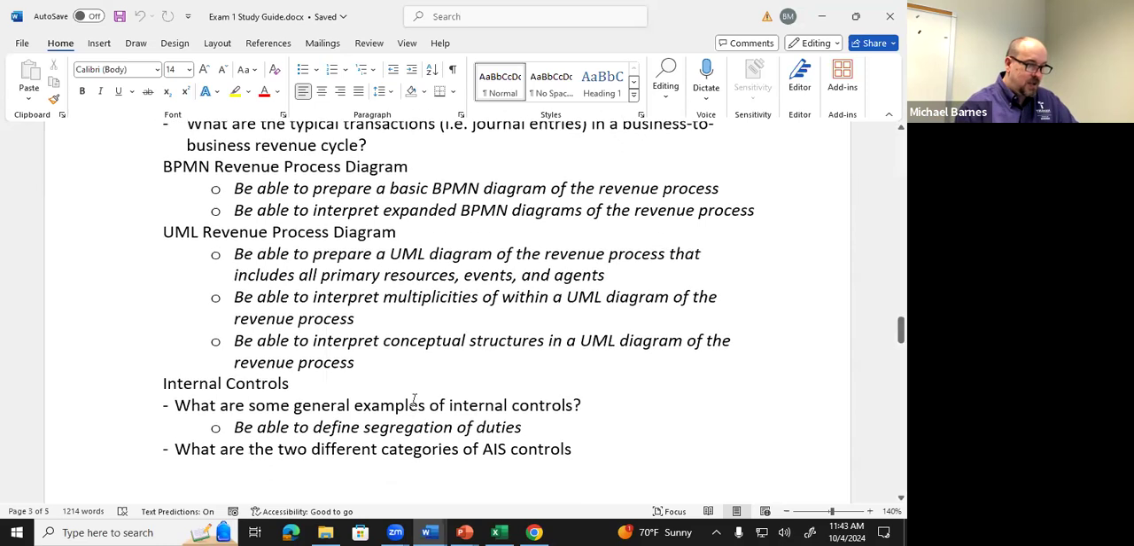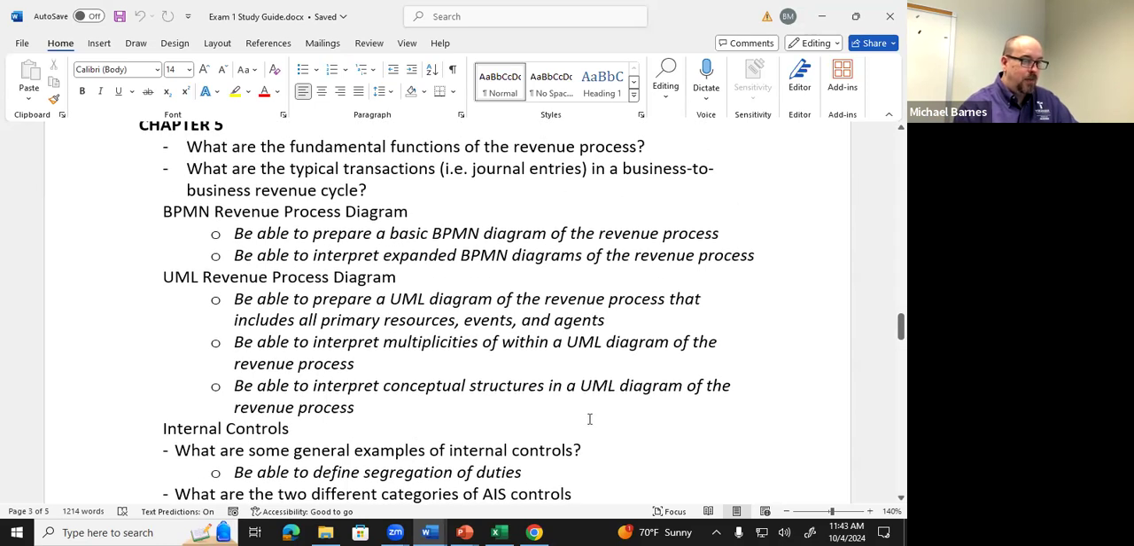UML diagrams. Be able to prepare a UML diagram of the revenue process that includes all primary resources, events, and agents. Okay. I can't emphasize this enough. This is going to be true for all the other ones. This is the area that in the past year, my students have struggled with the most. If I look at scores that have points taken off, I can tell you right now, most of the time it's going to be because of UML diagrams. Spend plenty of time looking at UML diagrams and be familiar with them.